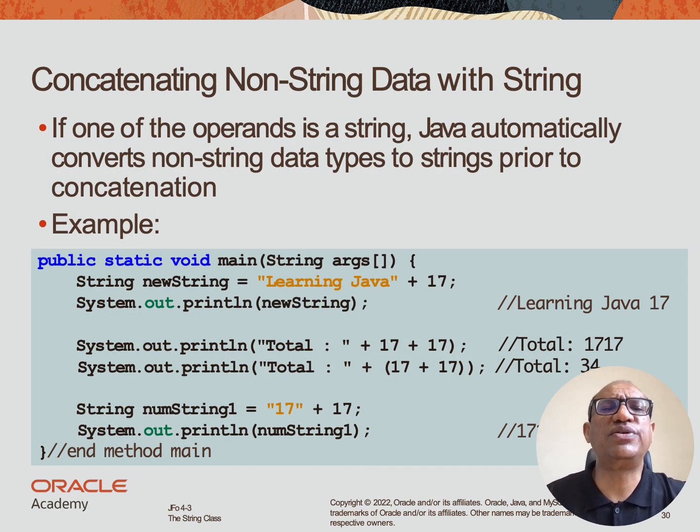Java also lets you concatenate non-strings with strings. It will automatically convert numbers, booleans, etc. to string format when you use the plus sign. The slide example demonstrates concatenating a string literal and an integer by using the plus operator. Java automatically converts non-string data types to strings before concatenation.